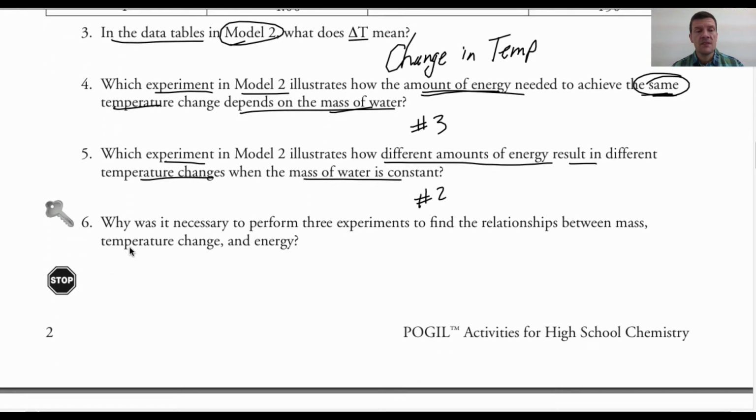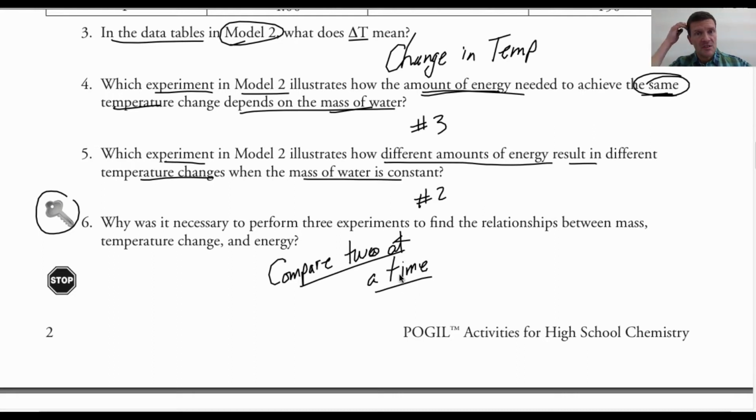And then here's a key point for us. It says, why was it necessary to perform 3 experiments to find the relationship between mass, temperature change, and energy? Well, because, as mentioned, we are going to compare 2 at a time. So we're taking just 2 at a time, and we're pairing them up to see what the relationship is. If one goes up, what happens to the other one? And we're keeping the third variable constant.